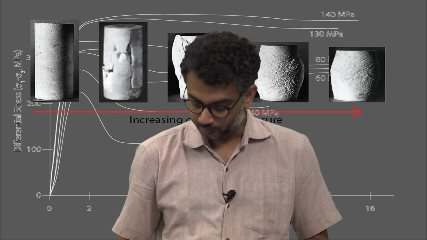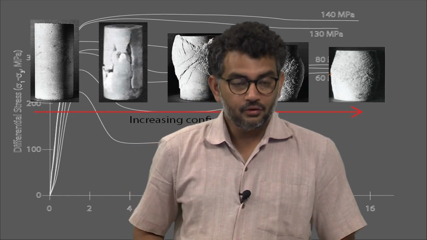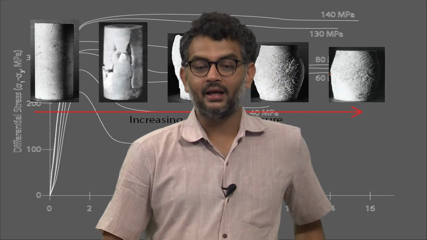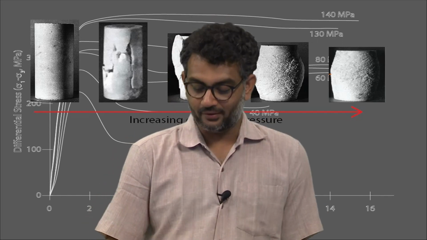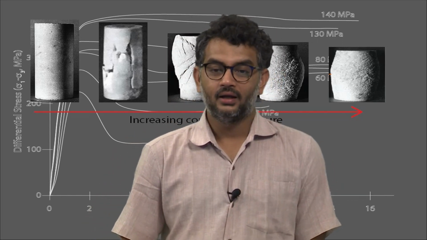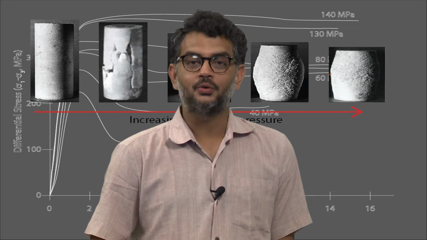Now, if we look at temperature, this was again performed by Griggs in 1960, and the sample he used was basalt.